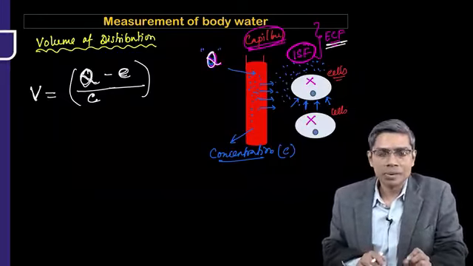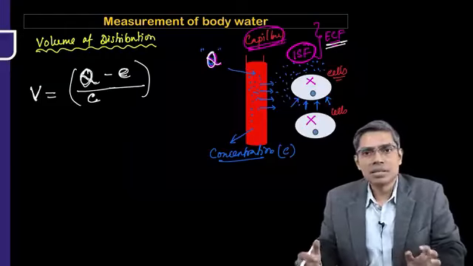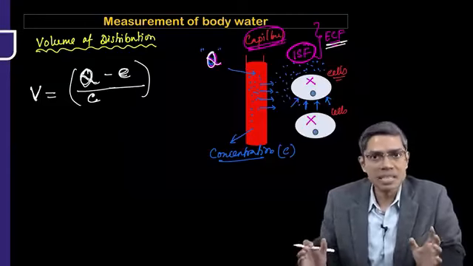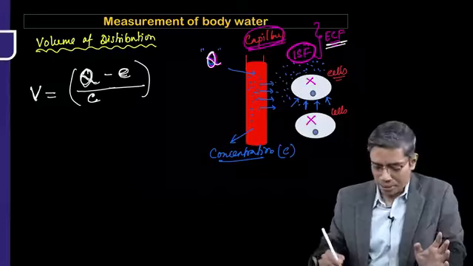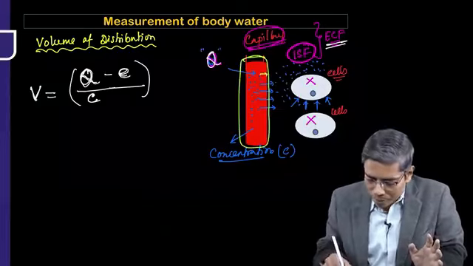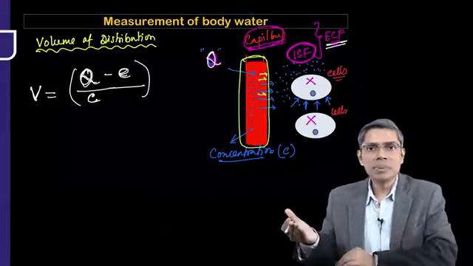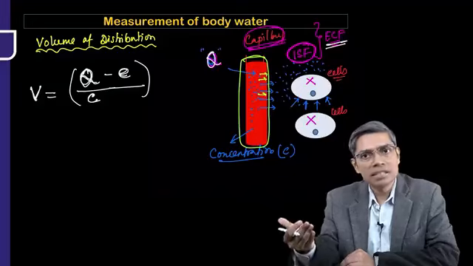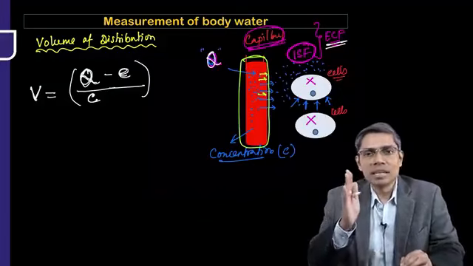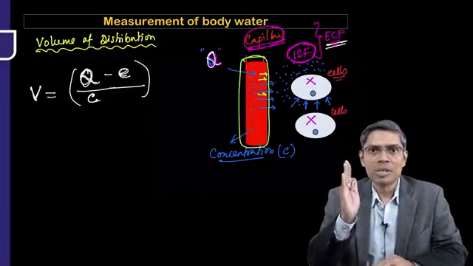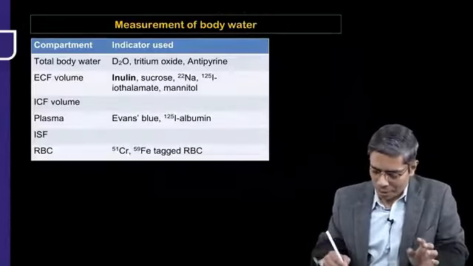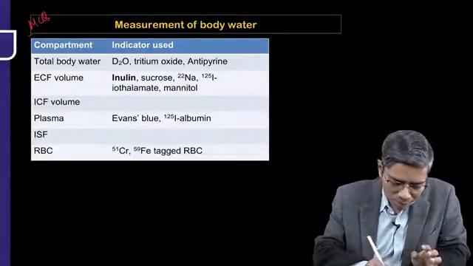Looking at this formula, we can easily understand that different substances have to be used for measuring different fluid compartments. Answer is obviously yes. So if you want to measure only the blood volume, then you have to choose a substance which is impermeable to capillary. Otherwise, if it is permeable to capillary, then it will be distributed in the interstitial fluid also. So that way, different substances have to be used for measuring different compartment fluid volume. You have to remember one table where all these substances have been summarized. Look at this, this is one of the important tables that you have to remember for your MCQ.